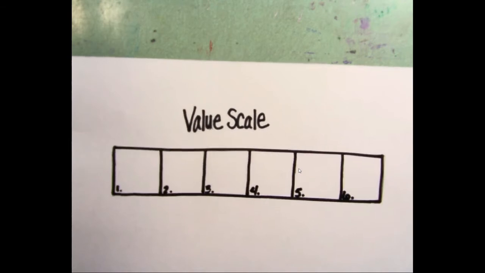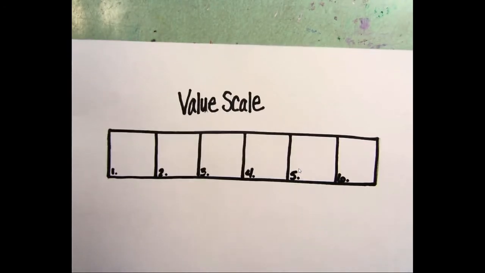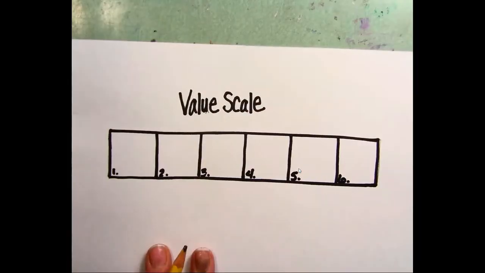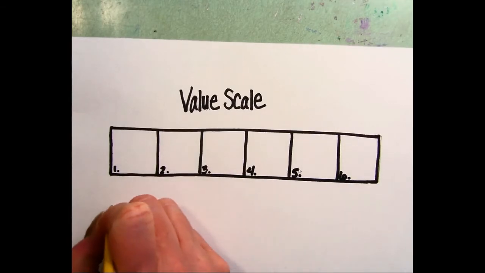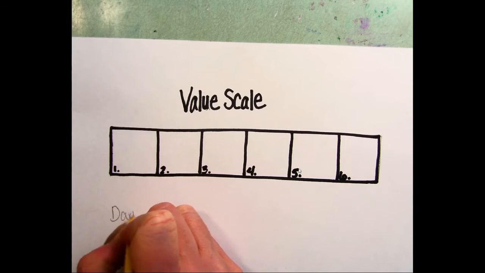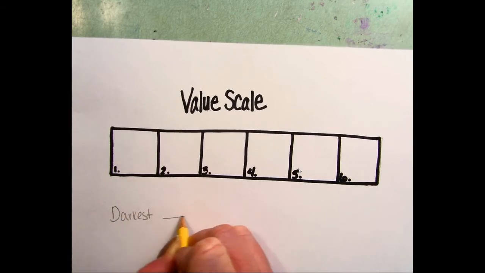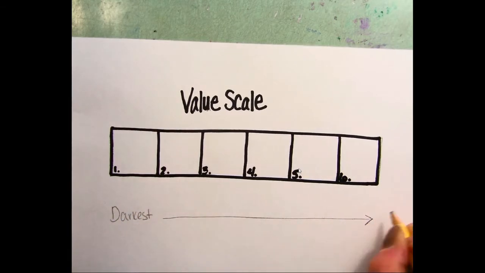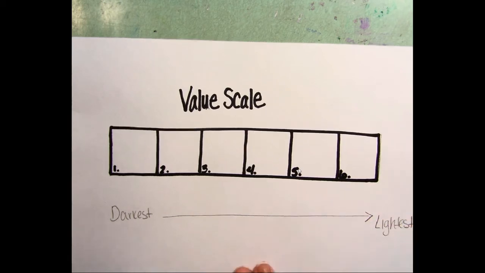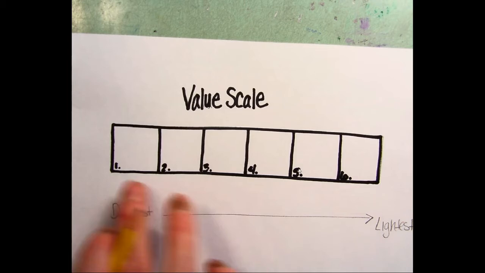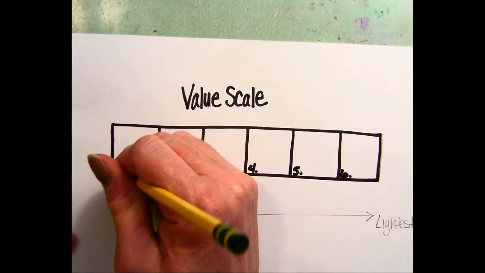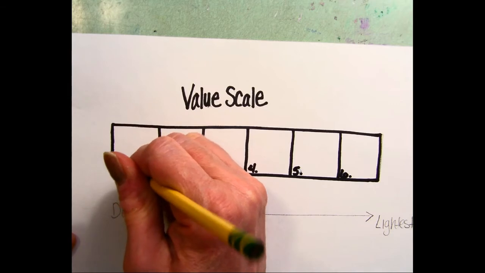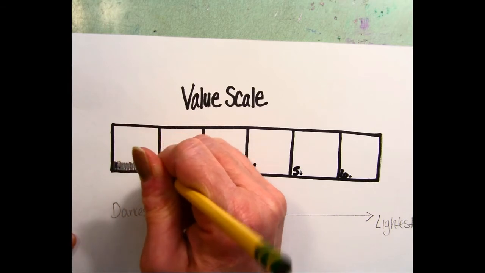The first thing we're going to do with our value scale is we're going to start with our darkest value and work towards our lightest. So on the bottom here, I'm going to put darkest, and I'm going to do a big arrow, and I'm going to say it's going to lightest. And since we're using our pencil this time, in your first square, color in your first box dark. As dark as your pencil will go.